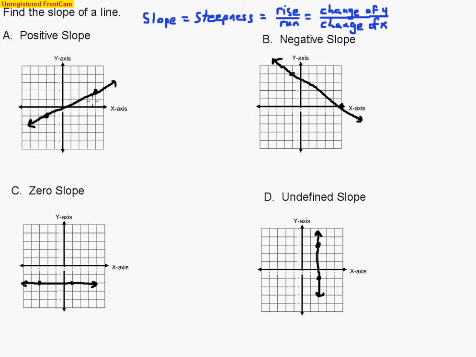So let's take a look at this one here. When we're talking about slope, we're starting at one point, and you can start at either point. I'm going to start at the left-hand point. This point is 2 spaces over to the left and 1 space down. So that's (-2, -1). And this point is 4 spaces over to the right and 2 spaces up, so (4, 2). Okay, so those are our points.